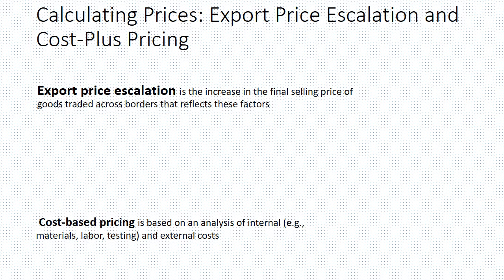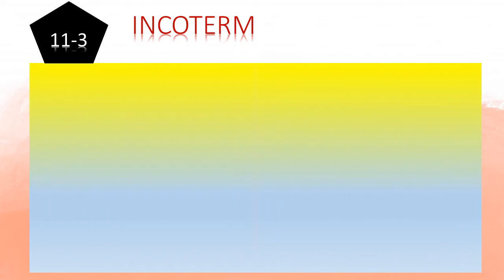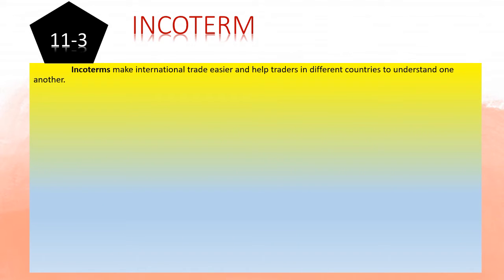The second is cost-based pricing. It's based on an analysis of internal, such as materials, testing, and external costs. Next is Incoterms. Incoterms is the way to make international trade easier and help traders in different countries to understand one another.